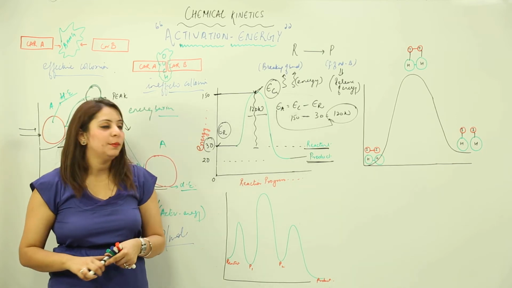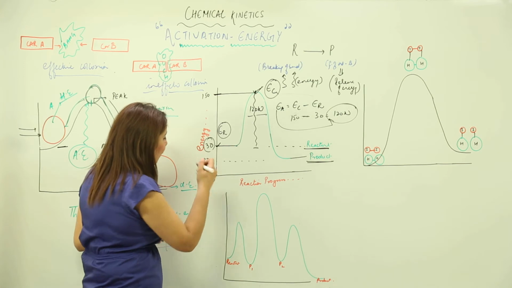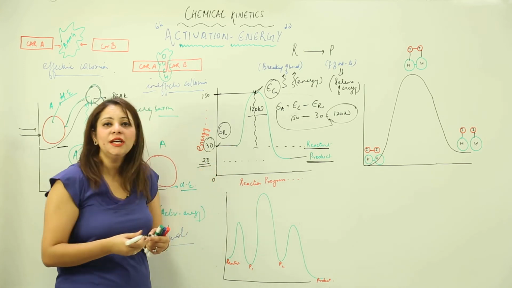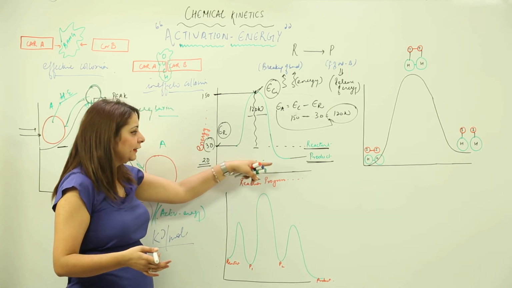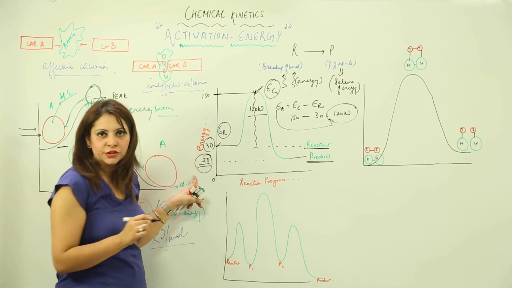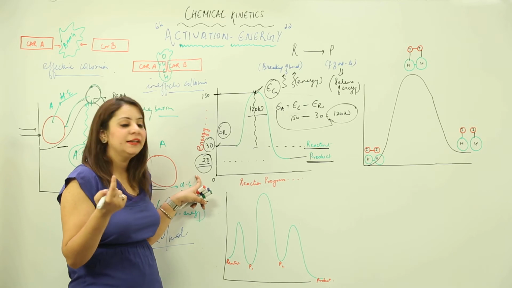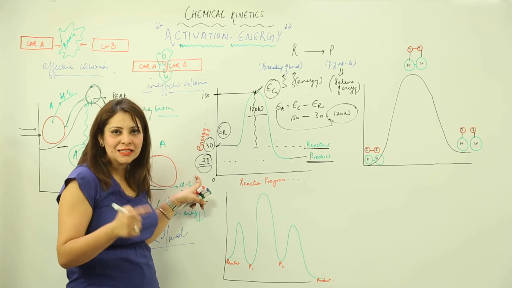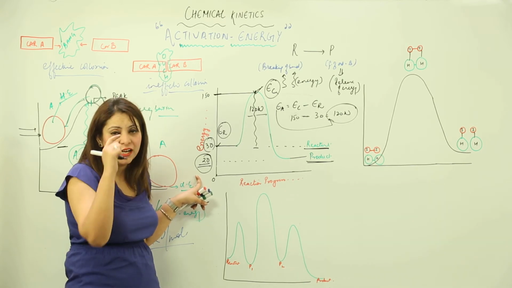And now when we talk about product, you can see that product has lower energy, more stability. In this graph, the product line corresponds to 20 kilojoules. So that means they possess less energy as compared to reactants. That means they are more stable.